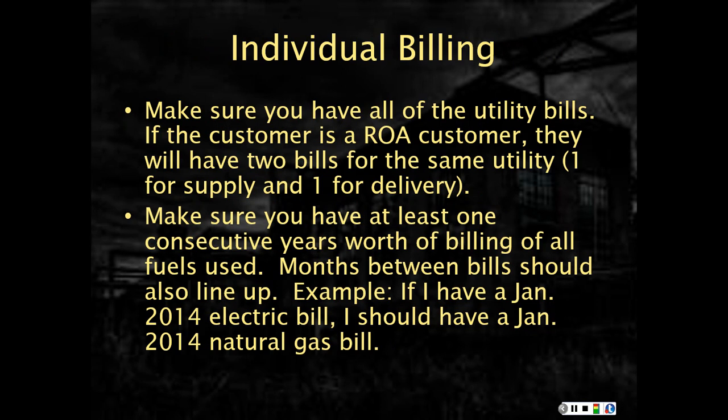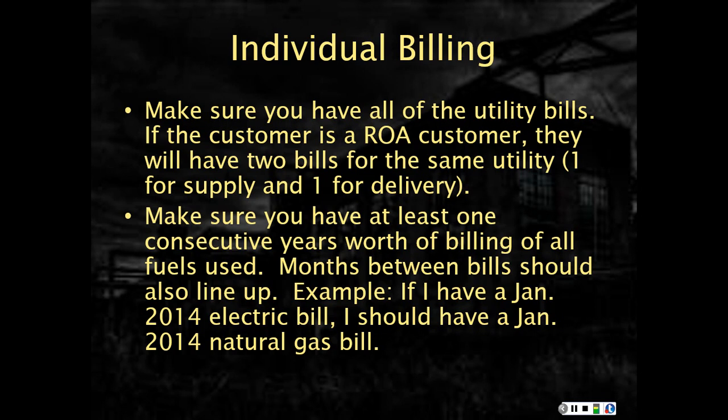First of all, make sure you have all the utility bills. If the customer is a retail open access customer, in other words, they're taking advantage of unregulated or deregulated utility structures, then they may have 2 bills for the same utility. They may have 2 electric bills, they may have 2 gas bills, one from a supplier and one for the local delivery. So make sure you have all the utility bills.